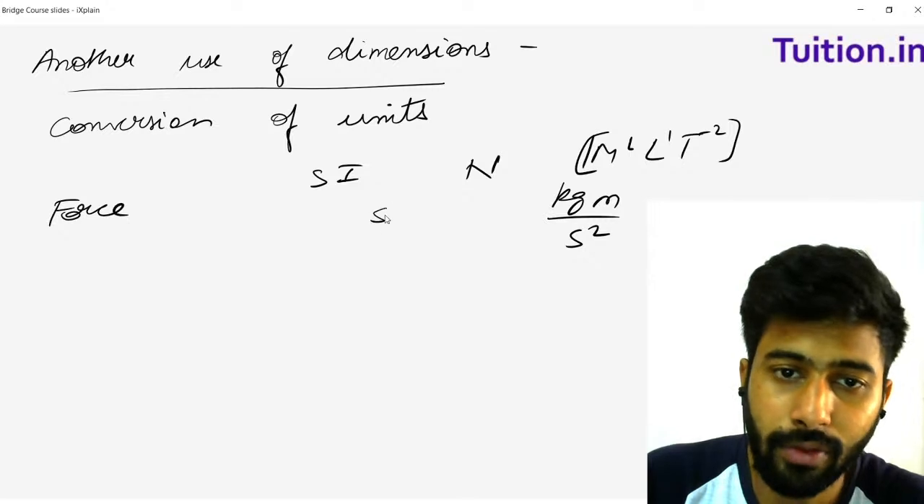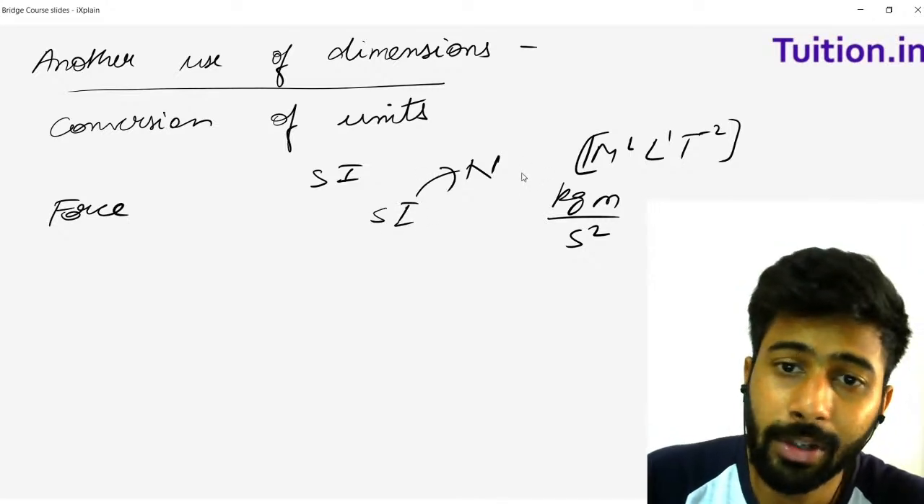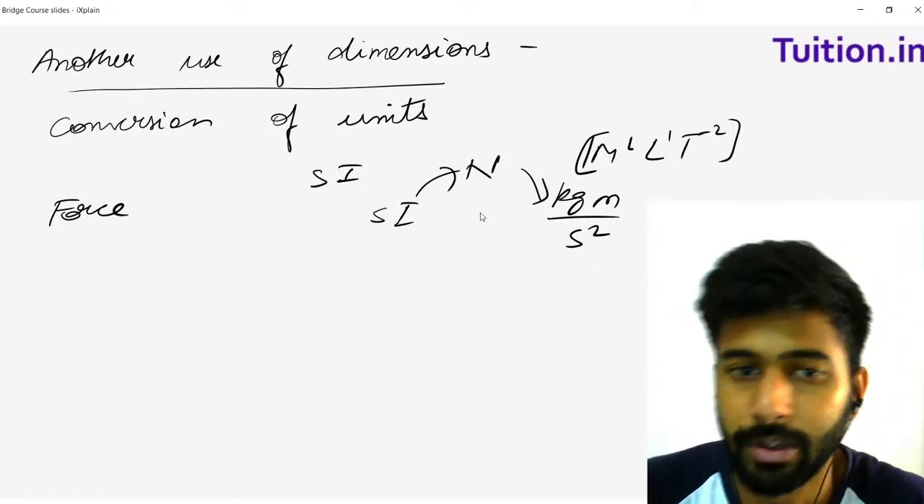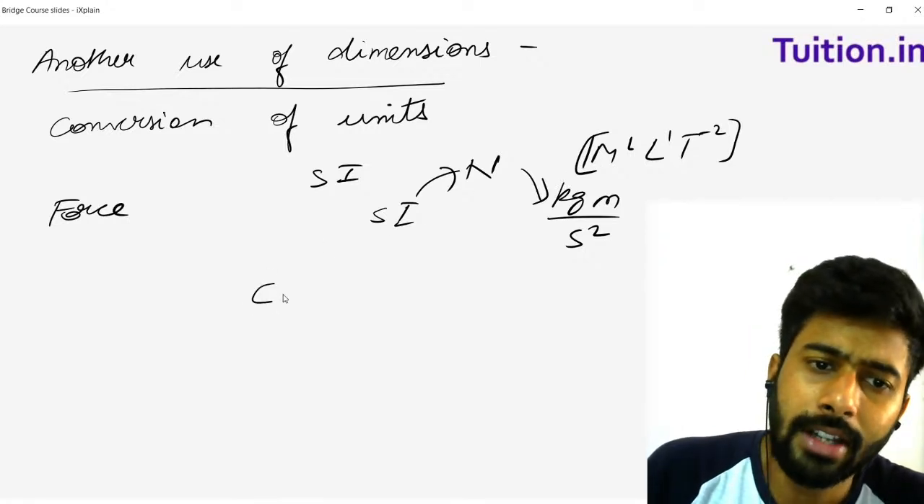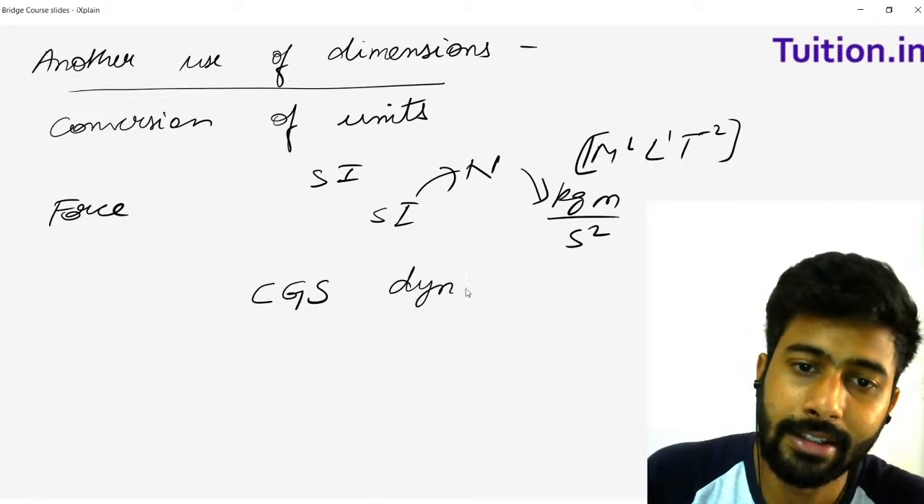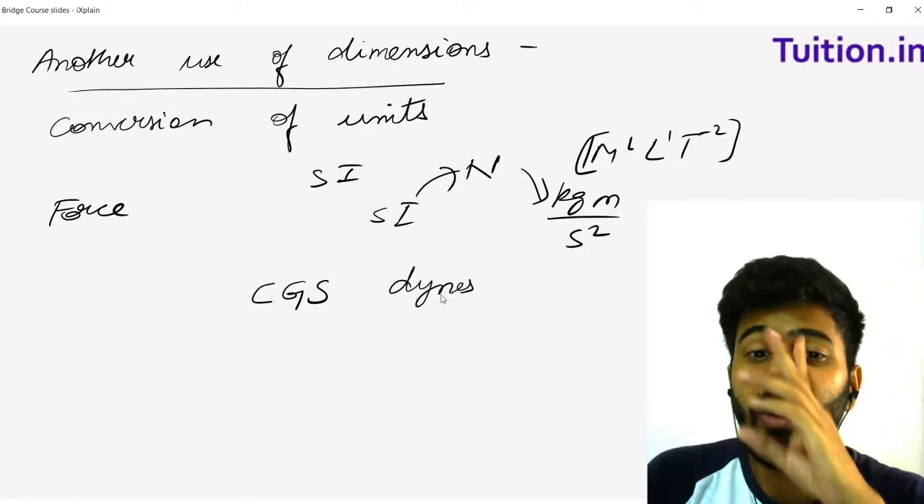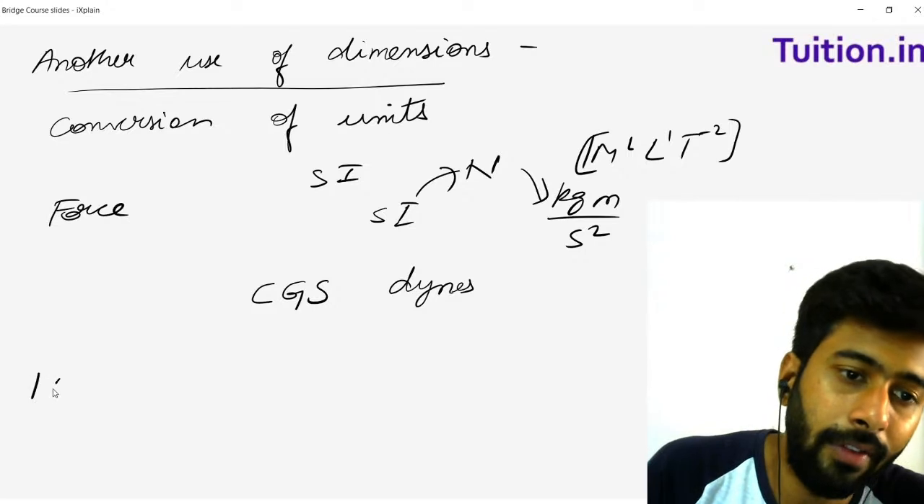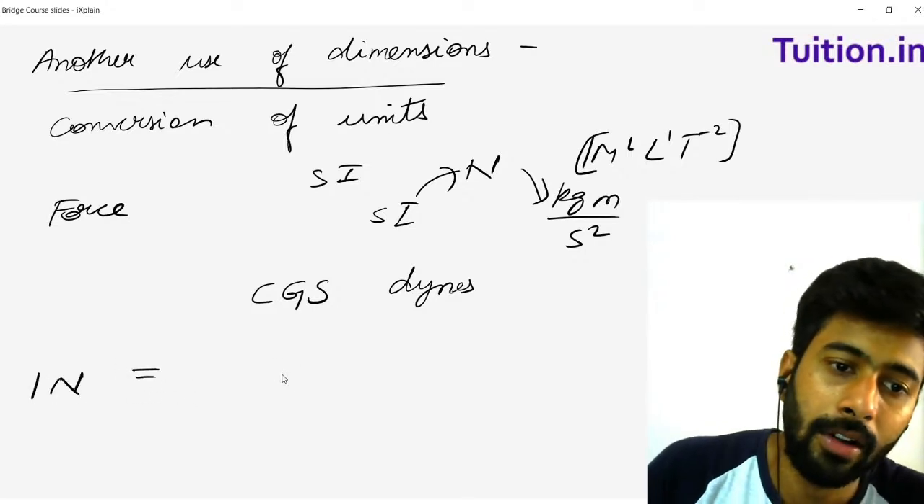This is the SI unit of force. It is represented using newtons, but the dimensions are kg meter per second square. Now there is another unit of force in CGS units, where it is called dynes. Now, how do I convert 1 Newton to 1 dyne?